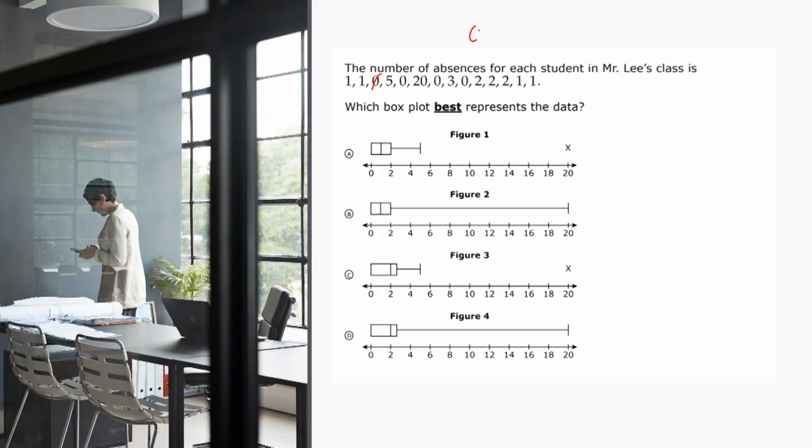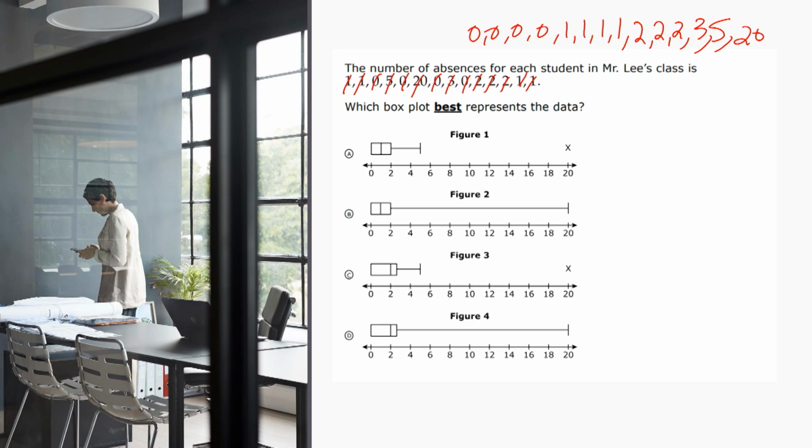So I've got 0, 0, 0, 0. Then I have four 1s: 1, 2, 3, 4. Then I have three 2s: 1, 2, 3. I have a 3. I have a 5. Whew, and then I have a 20. Okay, so now that I've put them in order, 20 is my max.